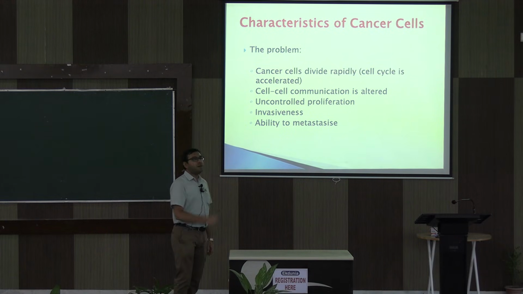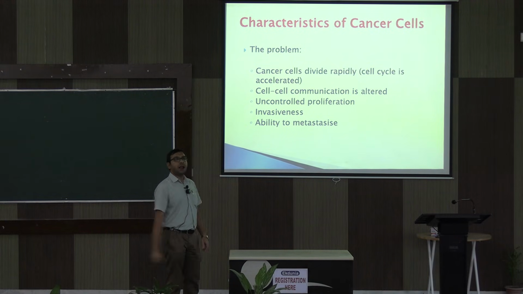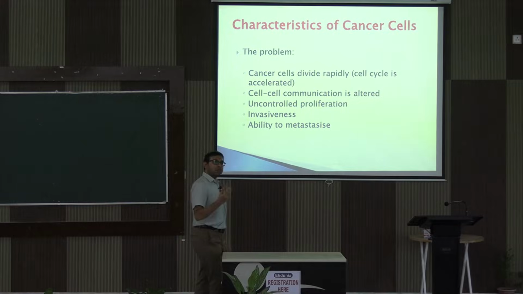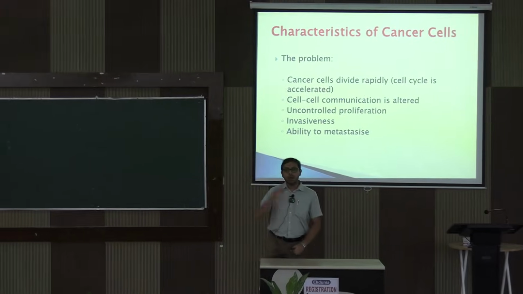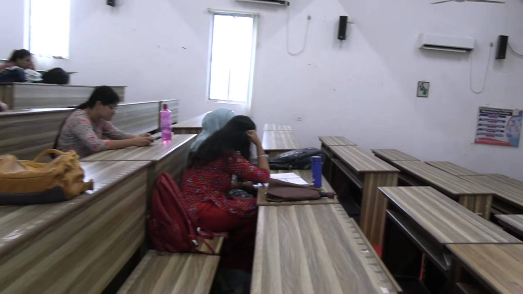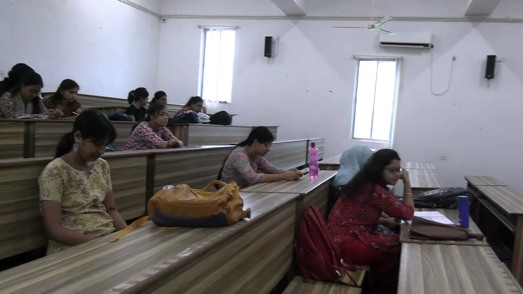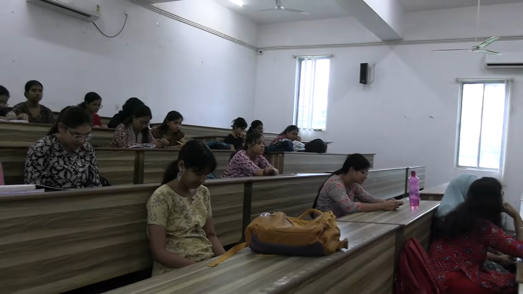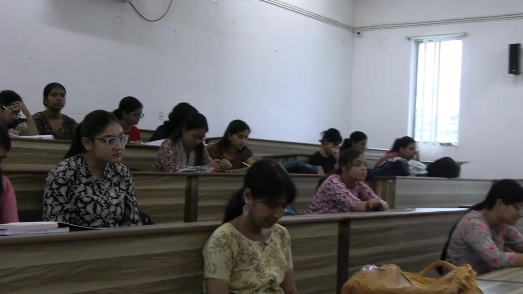So cancer cells divide rapidly, the cell cycle is accelerated. You know about the cell cycle from physiology and biochemistry in the first year. There are different types of cells in our body that remain in different phases of the cell cycle. Some cells are in the resting phase, that is G0, and some go on in the G1, G2, synthetic and mitotic phases, so that multiplication will happen.